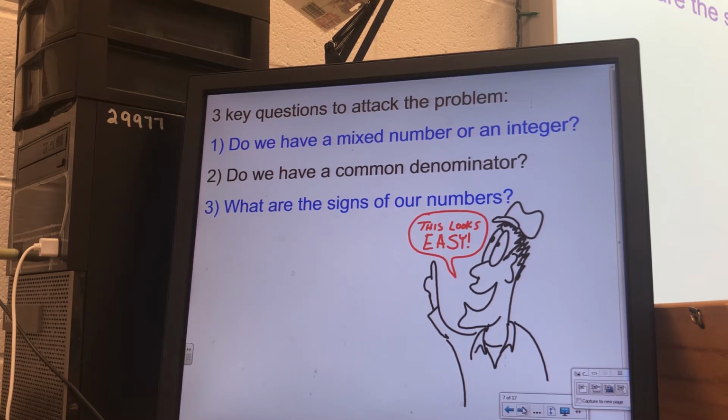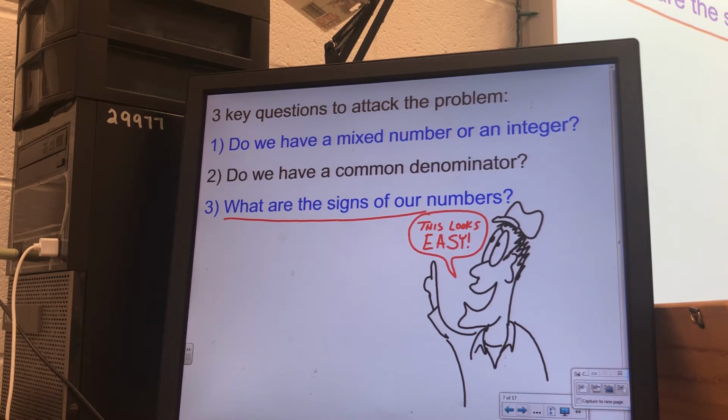Question 1, do we have a mixed number or an integer? Why would that matter? Because we're going to have to turn that into an improper fraction for us to add or subtract when we're not using our calculators. Number 2, do we have a common denominator? Because we can't add or subtract a fraction unless there is a common denominator. And finally, number 3, what are the signs of our numbers? This was not an issue in earlier grades. This becomes an issue when we start adding and subtracting negative numbers. So we've got to check our signs, okay? We've got to check our signs.